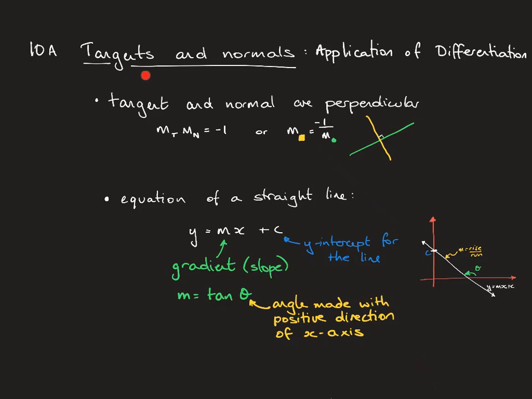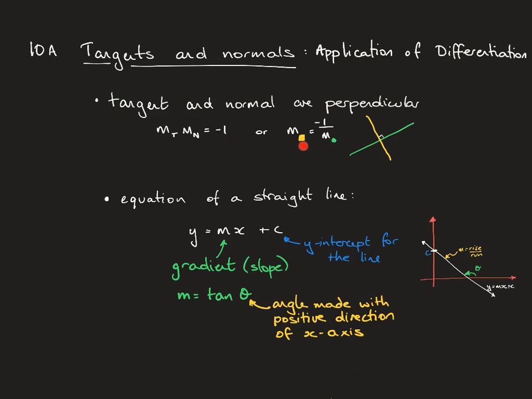In this video, I want to look at tangents and normals as an application of differentiation. So we know from our work in Year 10 and Year 11 that the tangent and the normal to a particular curve at a point are perpendicular to each other. So we've got one line that's green, the other line that is yellow, and they are at 90 degrees to each other. And if you take the gradient of the two lines and multiply them together, you get -1.